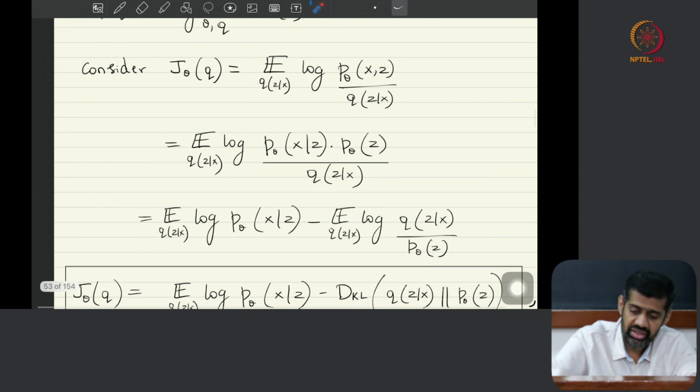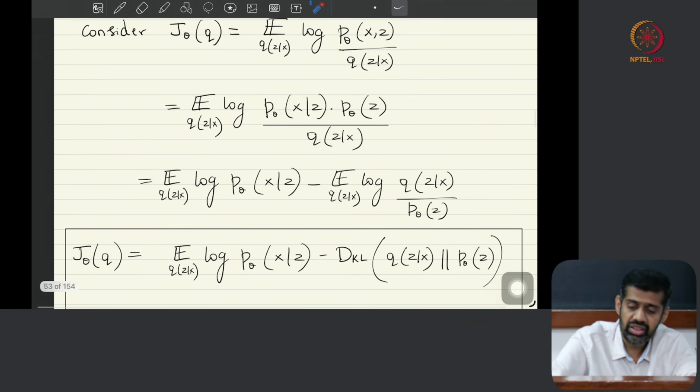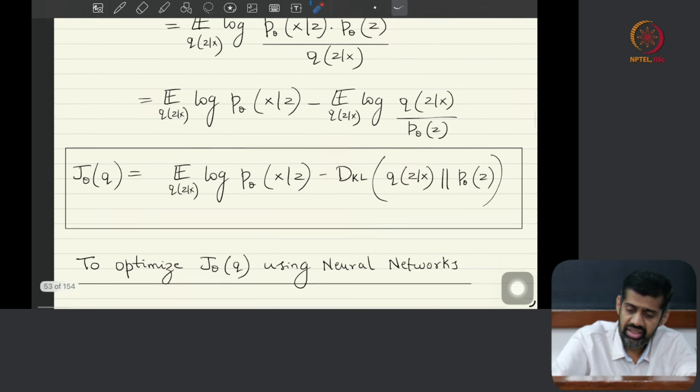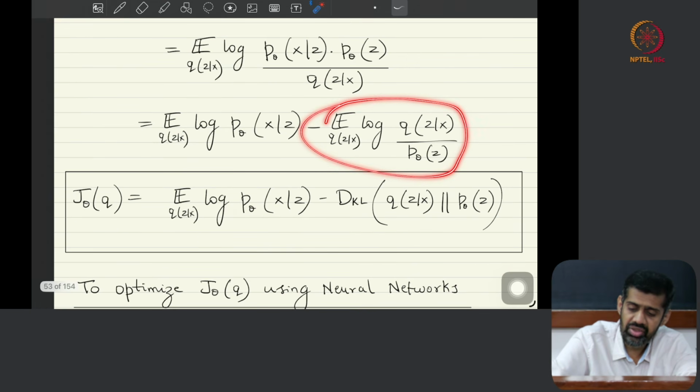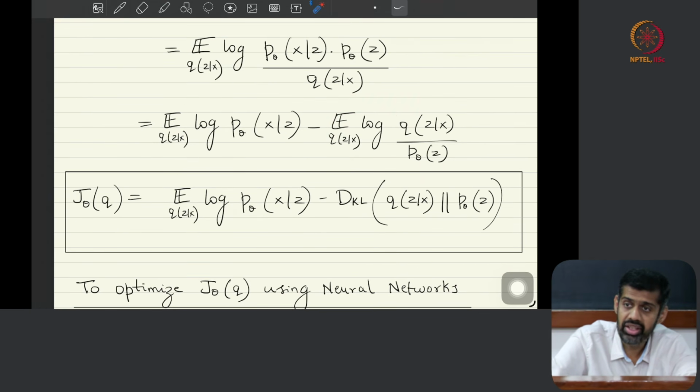And so we start with the ELBO, and last class I had broken down this ELBO into two terms using the definition of the joint distribution. Joint distribution is defined as the product of the conditional times the marginal. If you do that, the second term that you get here, which is an expectation of log of q divided by p theta of z with respect to q, is the definition of the KL divergence, right.